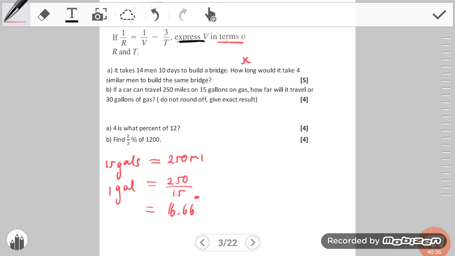Our job now is to find out how far 30 gallons would take us. So if 1 gallon can take us 16.66 recurring, then 30 gallons will take us 30 multiplied by 16.66 recurring. Let's just turn this into 16.67. And that's going to take us approximately 500 miles.